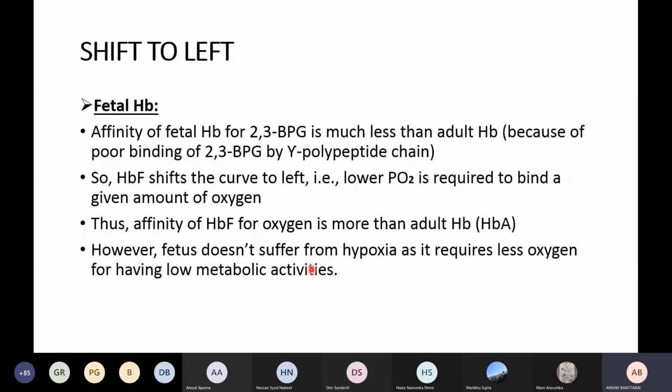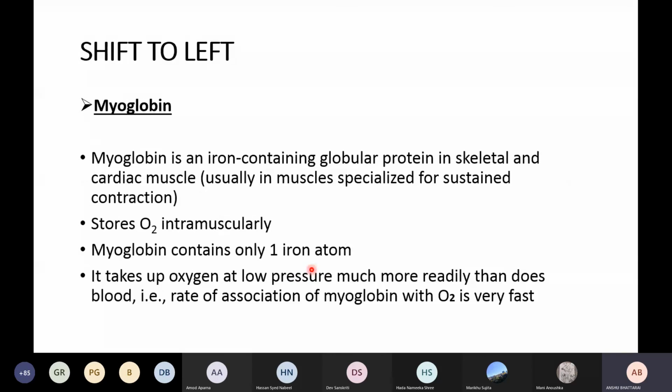Again, myoglobin. There's a protein which is known as myoglobin that is present in muscles. Myo relates to muscles, right? So there is a protein known as myoglobin present in the muscle, but it only contains one iron. It stores oxygen intramuscularly. It contains only one iron atom, but it takes up oxygen at low pressure much more readily than hemoglobin. So oxygen associates with myoglobin very fast. So this also shifts the curve to left.